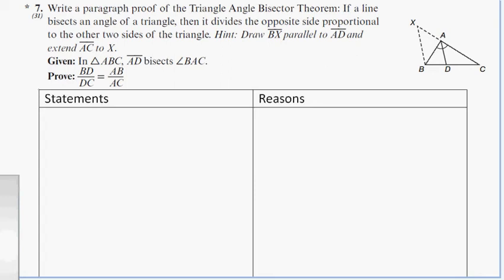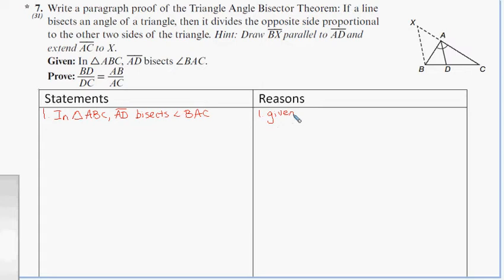Okay, you can see that I've chosen not to do a paragraph proof, but instead do a two-column proof. I'm going to start by rewriting my given. So for number 1, in triangle ABC, AD bisects angle BAC. So given, all right.